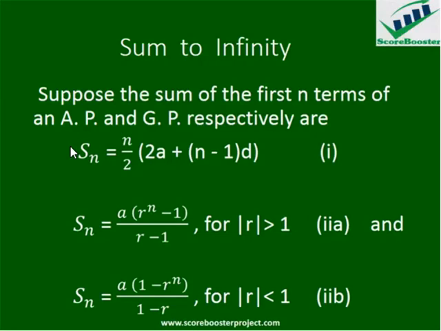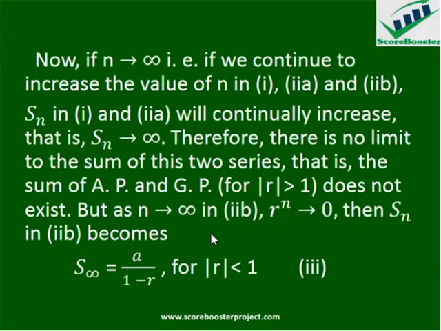So now in this lesson, we try to check if we can obtain the sum to infinity for an AP. We try to also check if you can get the sum to infinity for a GP for this condition or for this condition. So now, if n tends to infinity, that is if we continue to increase the value of n, maybe from 1 to 2 up to 500 up to 1000, you can see that the value is increasing and it is moving towards positive infinity.